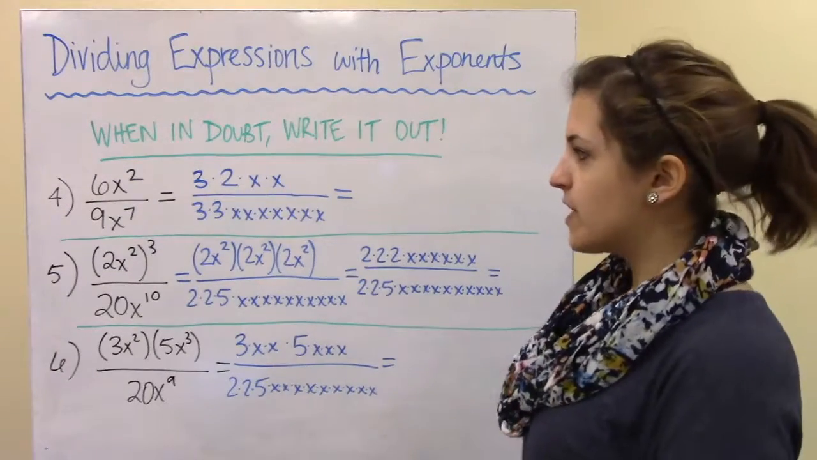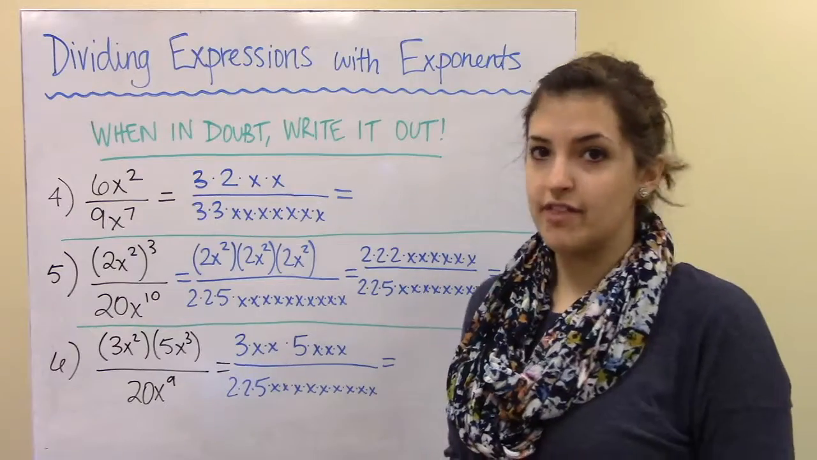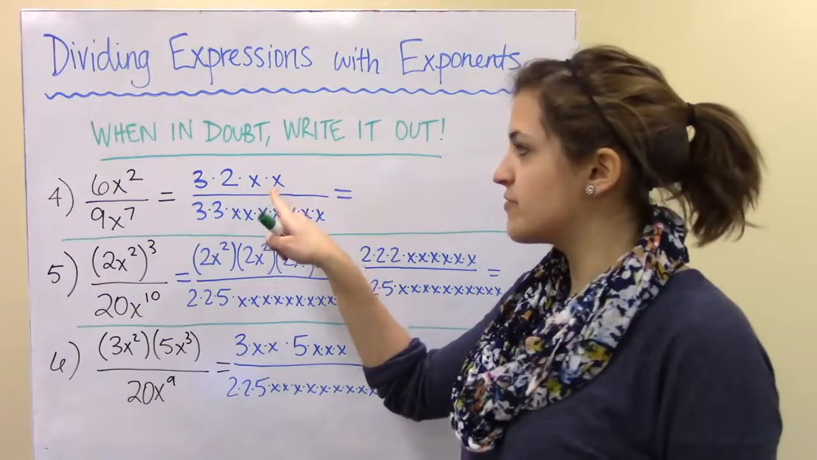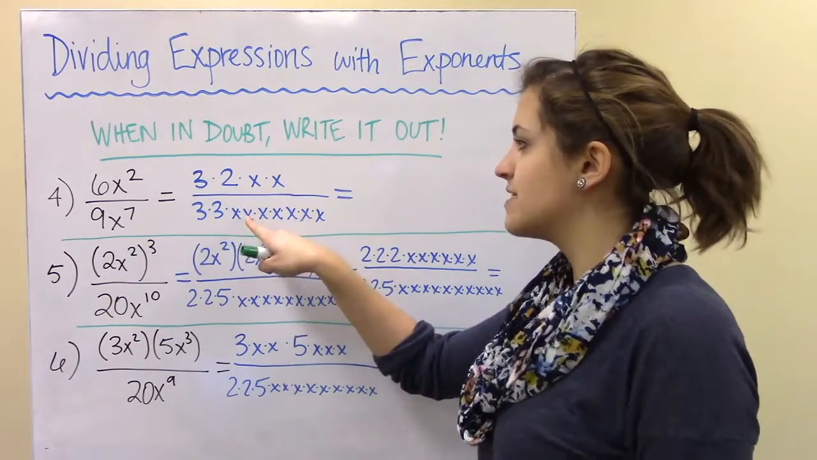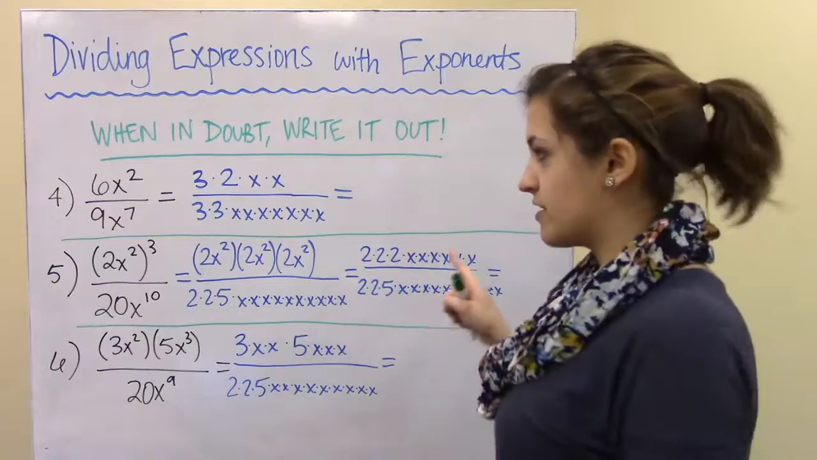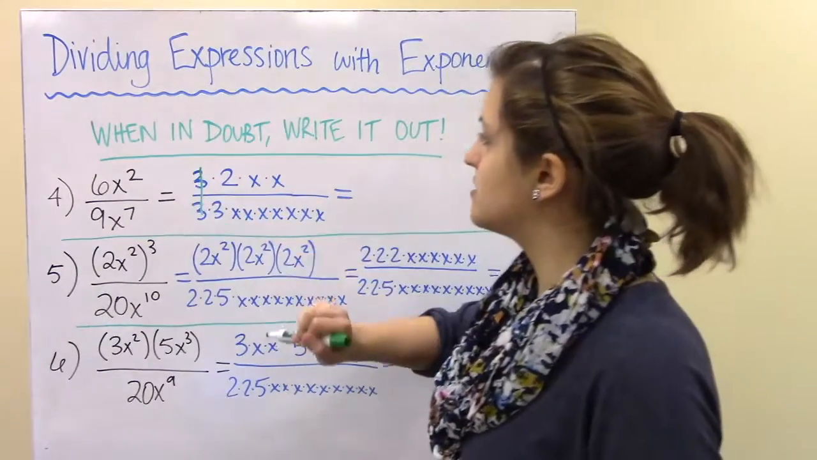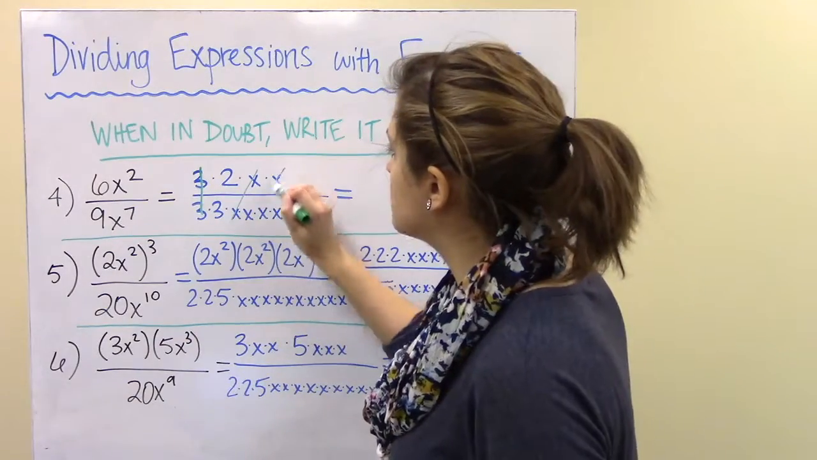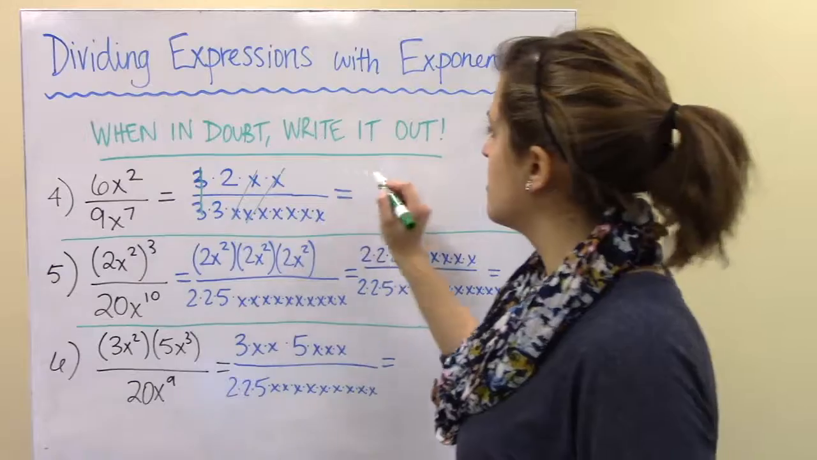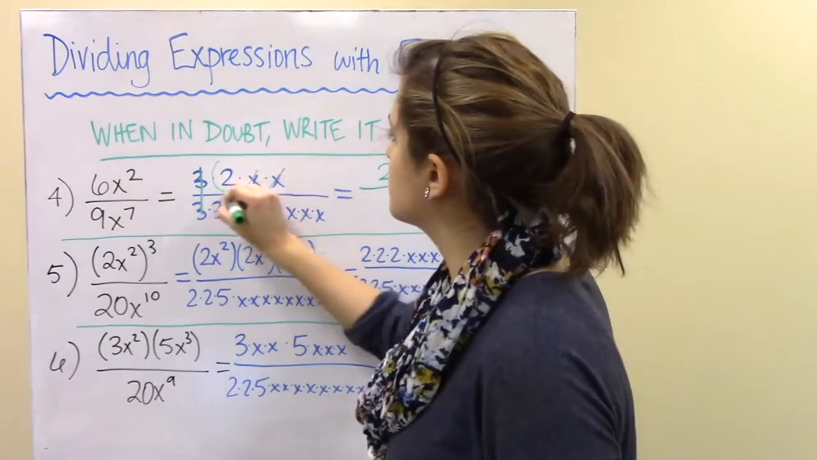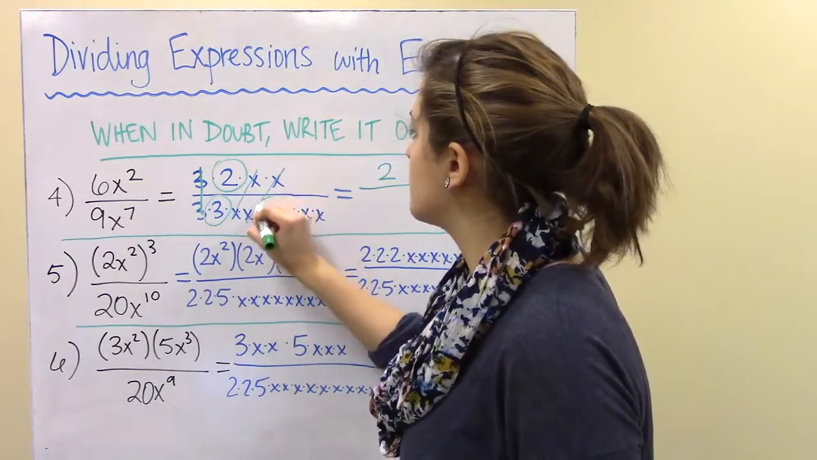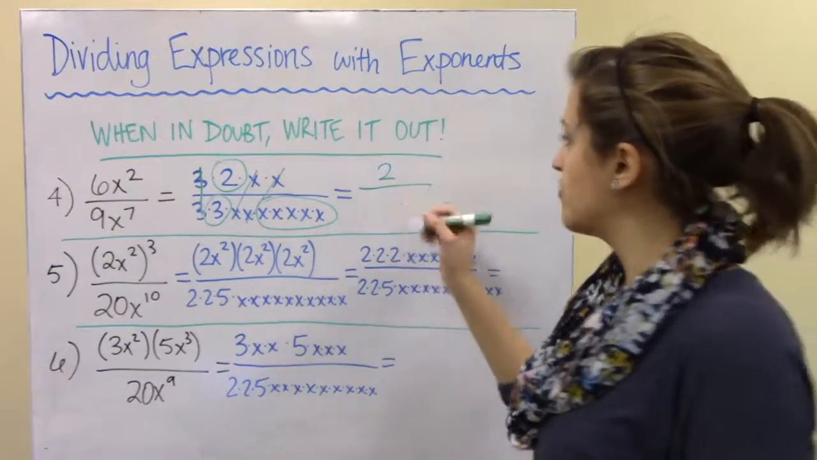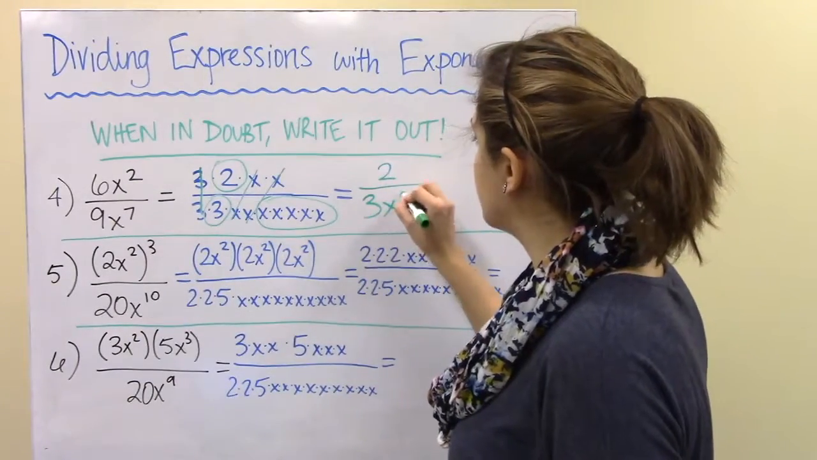Okay, with the fourth one, we have 6x squared over 9x to the 7th. So I factored that one out, and I got 3 times 2 times x times x for my numerator, and 3 times 3 times 7 x's multiplied together for the denominator. So I'm going to cancel my common terms here. I have a 3 and a 3. My 2 and a 3 don't cancel, but I have 2 pairs of x's. So what I'm left with is 2, and I might circle these to make it easier to see, 2 and 3 on the bottom, and then 5 x's multiplied down here. So I have 2 over 3x to the 5th.